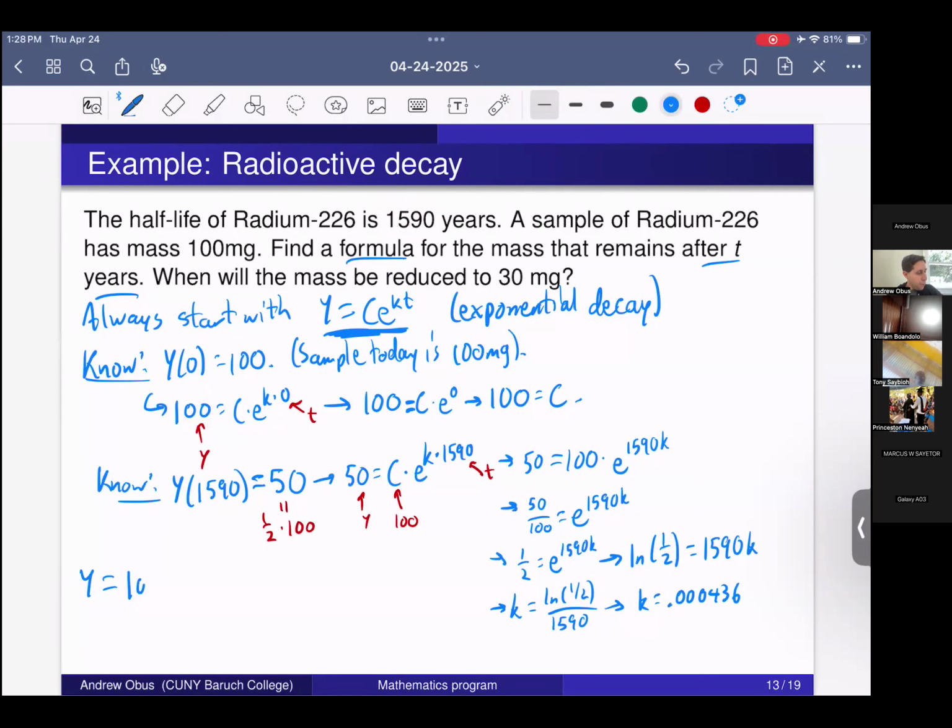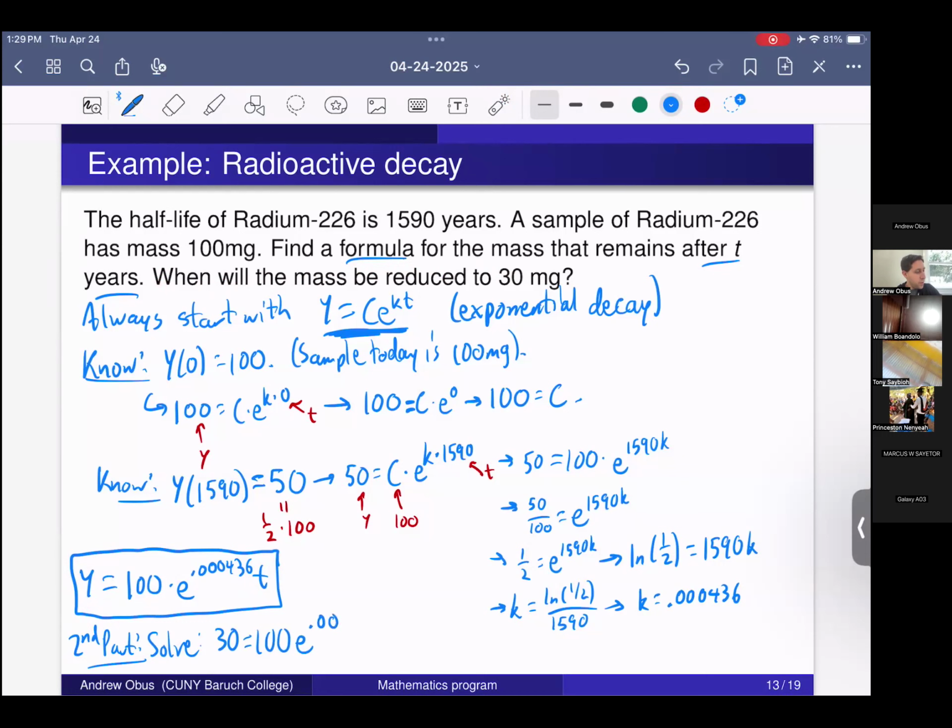Okay, so writing this all out, we have y equals 100 times e to the 0.000436t. Right, this is the answer to the first question. And now the second question says, when will the mass be reduced to 30 milligrams? So that means we just are punching in 30 for y and solving for t. So for the second part, we just want to solve 30 equals 100 times e to the 0.000436t.